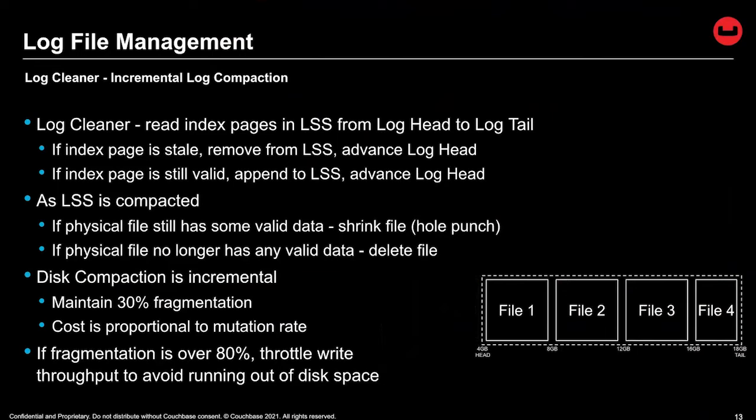Plasma will try to maintain 30% fragmentation, and the cost to perform log cleaning is proportional to the mutation rate. If the mutation rate is very high and the log cleaner is not able to run fast enough, the fragmentation can increase. If it increases beyond 80%, then writes are throttled to allow the log cleaner to catch up and keep the disk space usage in check.